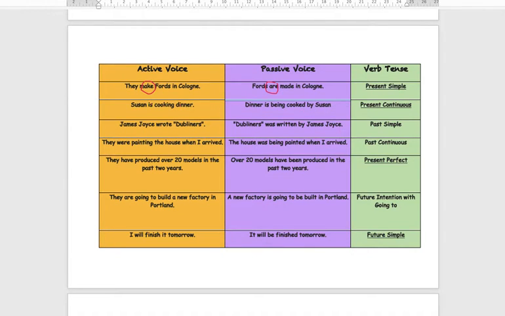Present continuous. Susan is cooking dinner. Is plus verb plus ing, and this one is being cooked. Is plus being plus participle. This one past simple. Wrote. James Joyce telah menulis Dubliners. Dubliners was plus participle. This one past continuous. They were painting the house. Was being painted. Present perfect. Have plus participle. This one have plus been plus participle.